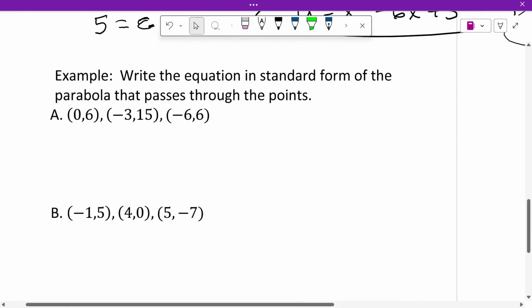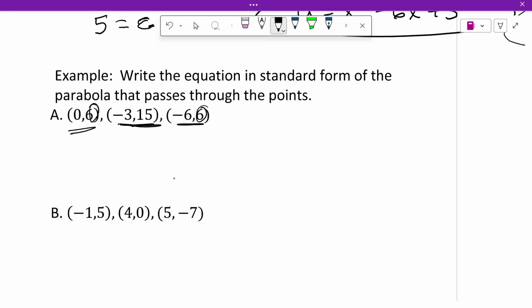Can anybody do this right off the top of their heads? Now, if I was told to do this, I would look at my y values and see, oh, these match, and this is halfway in between these matching y values, so this must be the vertex, and then I'd figure it out from there.